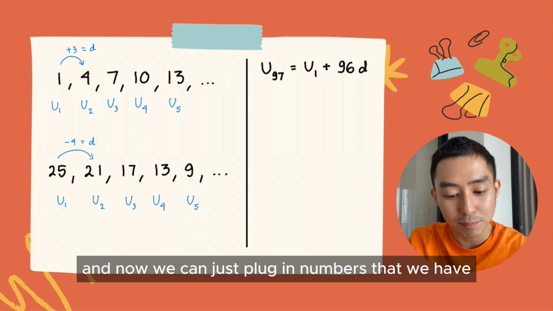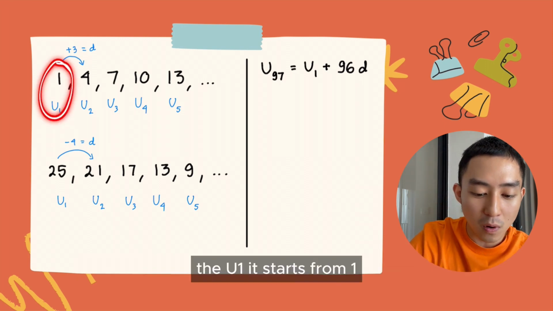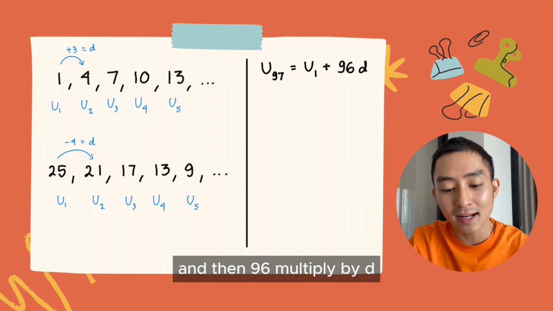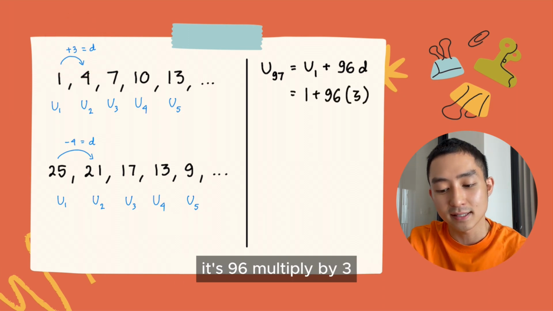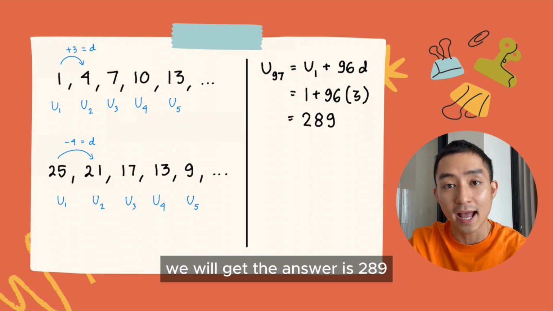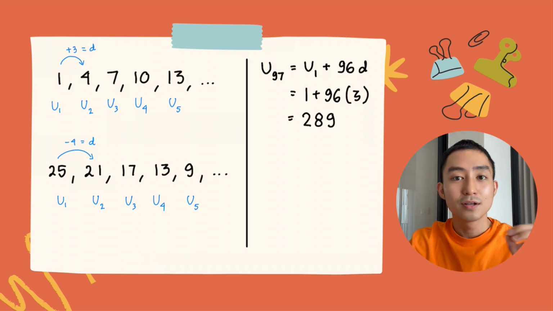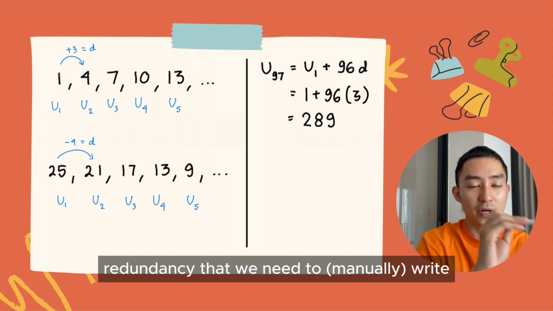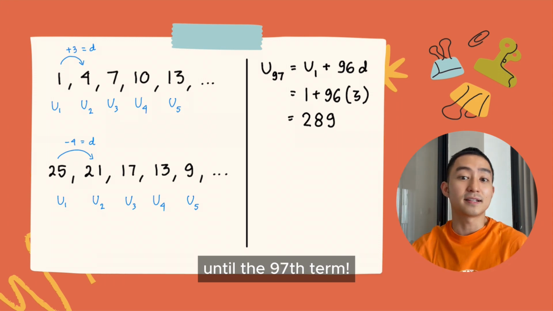And now we can just plug in the numbers that we have. The u1 starts from 1, and then 96 multiplied by d, which is 96 multiplied by 3, and we can calculate using a calculator; we will get the answer 289. So it reduces the redundancy of having to write until the 97th term.